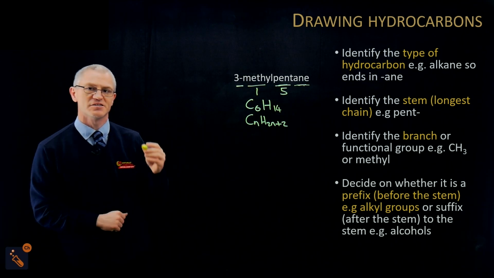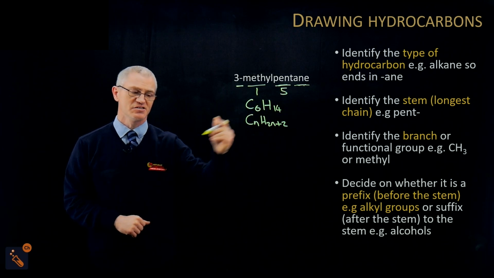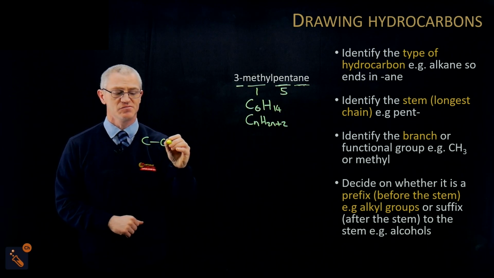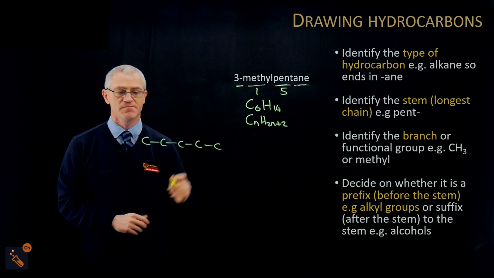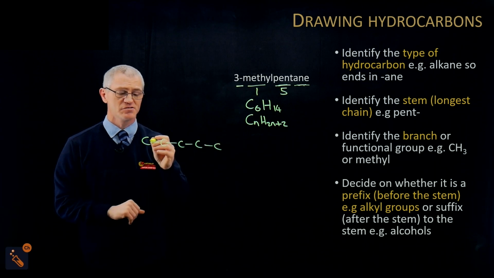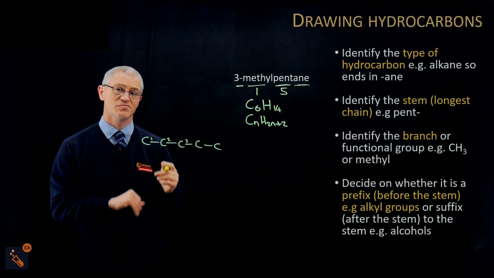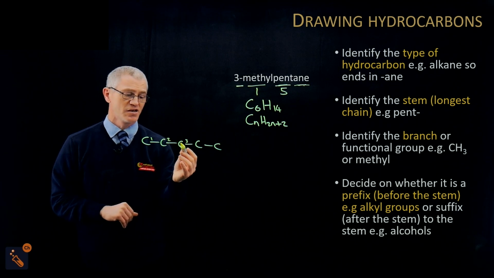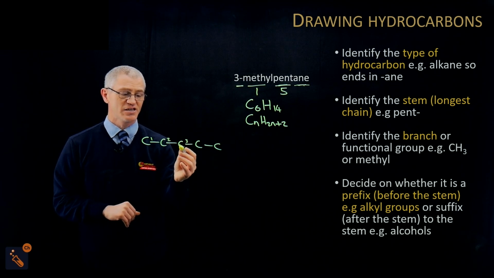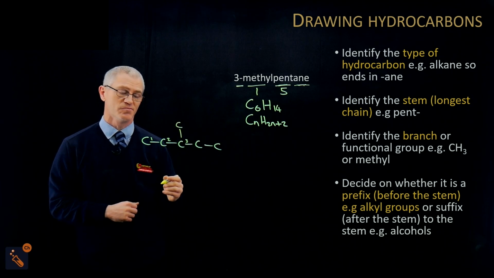We then do our displayed formula. For displayed formula, we all start with the longest chain, so there's my longest chain, 5 long. We know there's a branch at number 3, so let's go 1, 2, 3. You can count from either end, it doesn't matter. Then we look here and go, that's number 3, and there's 1 carbon coming off number 3 because it says methyl, 1 carbon.